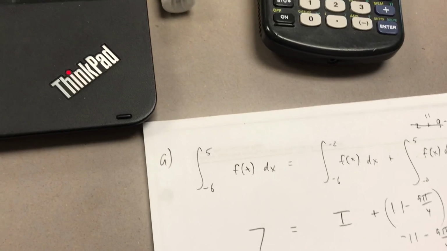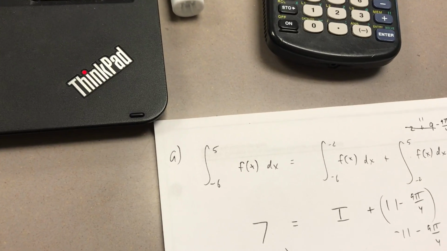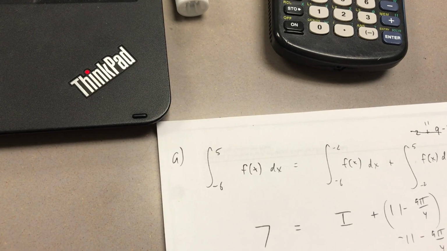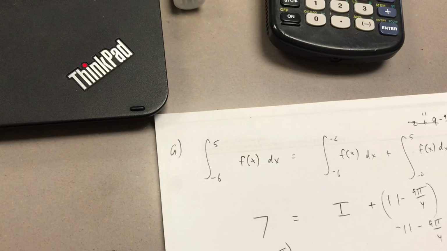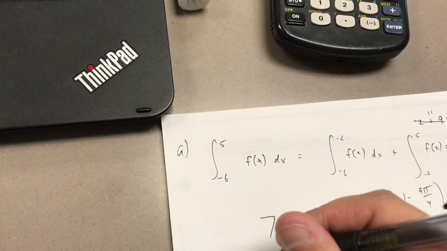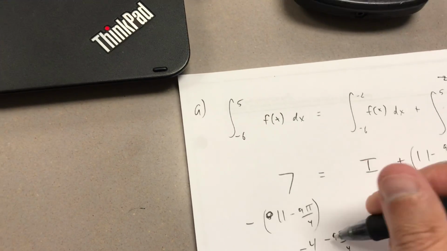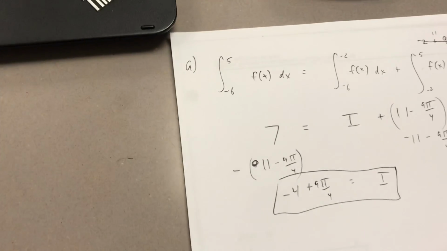Let's see here. 11 minus 9 pi over 4. Oh, we're subtracting all of this. Whoops. So we're subtracting 11 minus 9 pi over 4, so that's going to give us plus 9 pi over 4. Oops. Okay. You got to be careful with that.